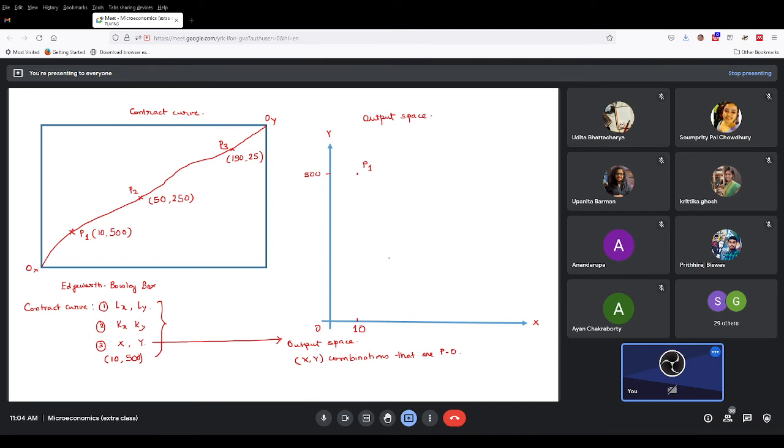How will I draw P2? I have to find 50 over here and 250 on this axis. This will be roughly midway. This is P2. How do I draw P3? X has gone up to 190. And what is Y? It has fallen to 25.